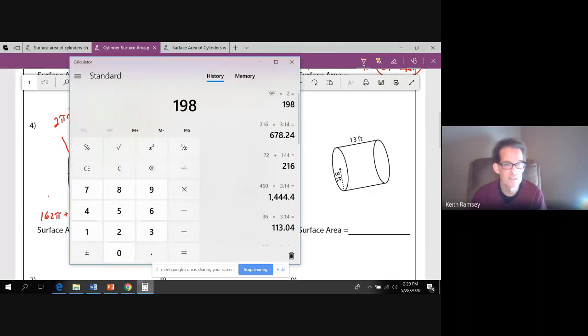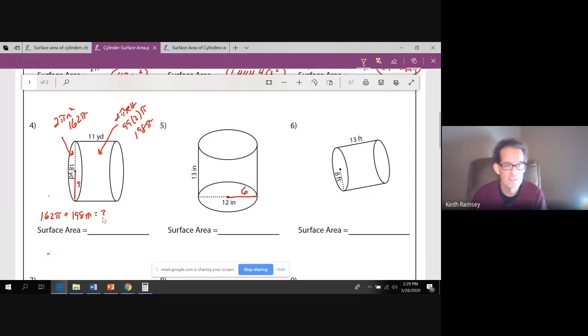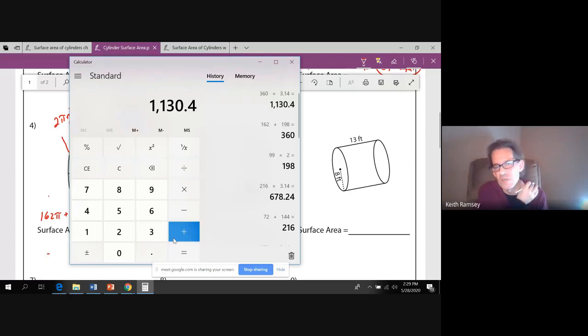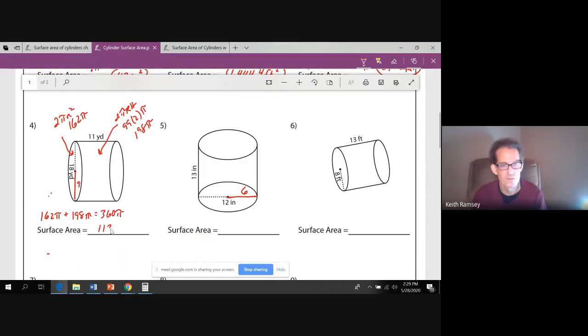So let's find out what that is. 162 plus 198 is 360. And my last thing that I need to do is just multiply that times pi to find the surface area. So 360 times 3.14 is a surface area of 1,130.4. 1,130.4 square yards is my surface area for number 4.